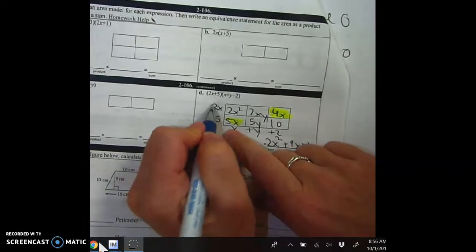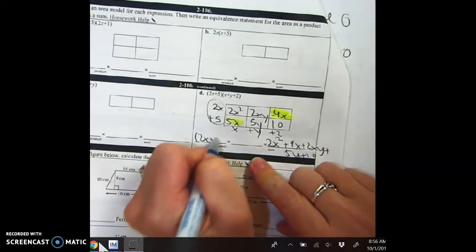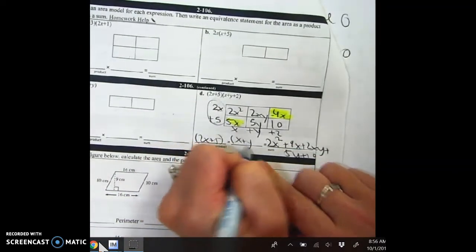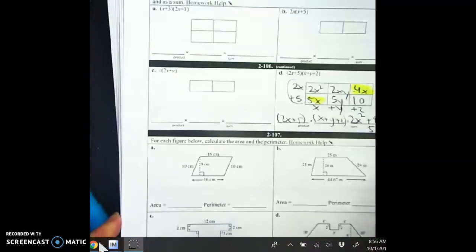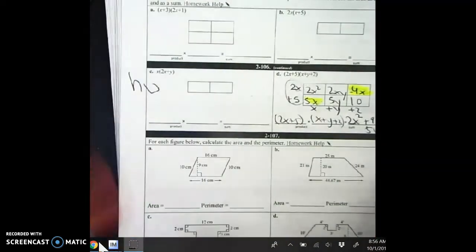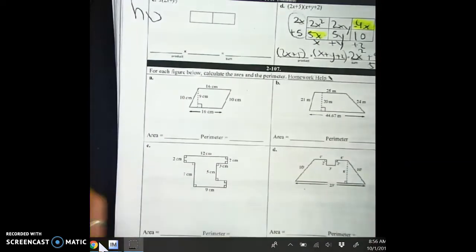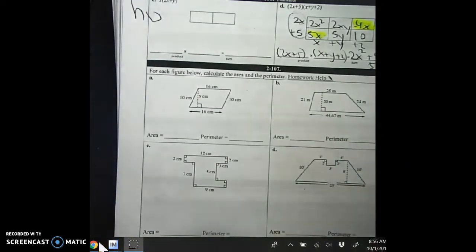And then the product is this. 2x plus 5, x plus y plus 2. Okay? So I need you to do all the rest of those. I will do one of these, and then you'll do the rest of them, okay?